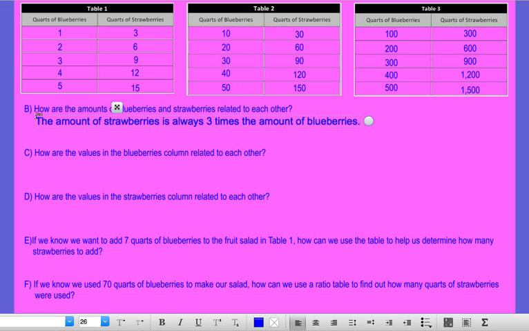Okay, and we should also notice that every time it's always a ratio of 1 to 3. So it is always 3 times as much. 1 times 3 is 3, 2 times 3 is 6, 10 times 3 is 30, 100 times 3 is 300. So it's always that the amount of strawberries is 3 times as much as the amount of blueberries.